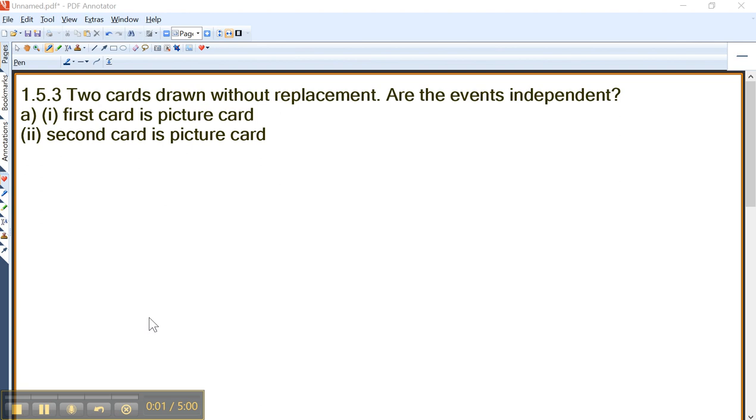In 1.5.3, it tells us that 2 cards are drawn from a deck without replacement. So that's our key here, is without replacement. And it wants to see, are the events independent? So in part A, we have the 2 events that our first card is a picture card and our second card is a picture card.